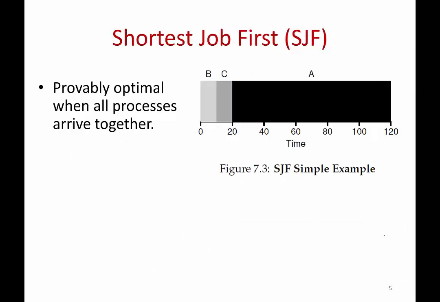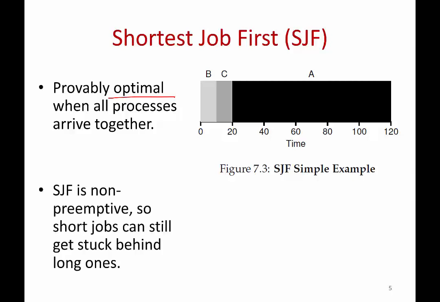Another simple policy is what is called the shortest job first policy, right? So when A, B, C all have arrived together, it makes sense to finish B and C first, right? Because their turnaround time is going to be really small now. Get them out of the way and then start your long process, right? And when you do this, you can actually prove that this is optimal. It minimizes the average turnaround time of processes, right? So this is the good thing about shortest job first.